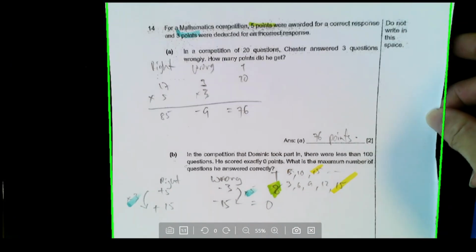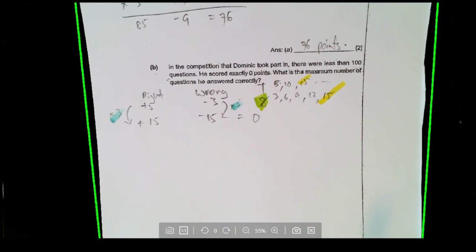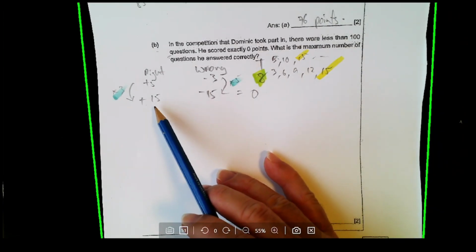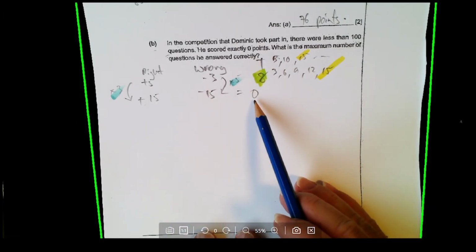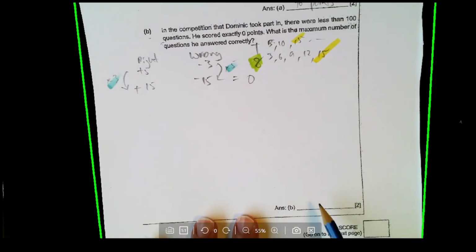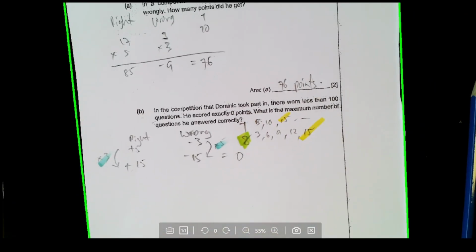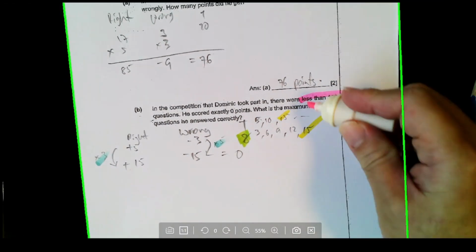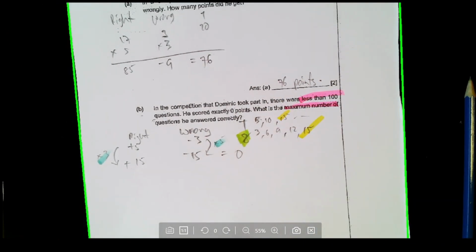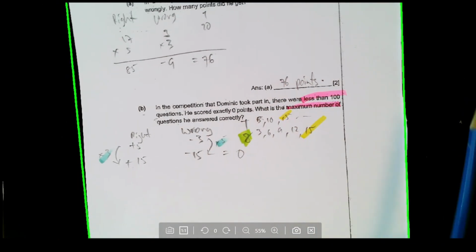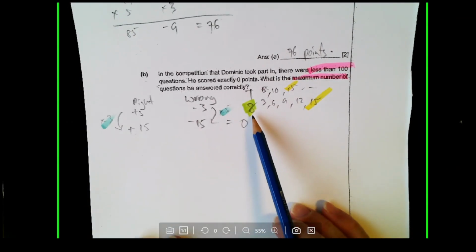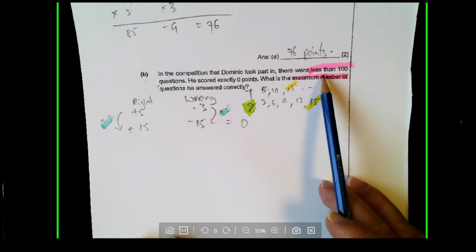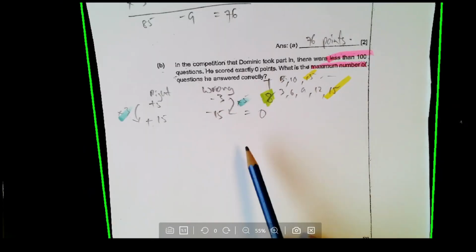Okay. Now, can you simply say, oh, 8 questions, they cancel each other out, he gets exactly 0 points? Can you write the answer 8 questions? No. They are looking for the number of questions less than 100, but maximum. The question is asking maximum. So you have to push as close to 100, but cannot exceed 100, less than 100, right? So how? Okay, let's try.